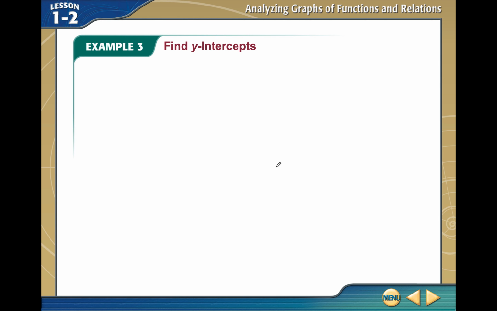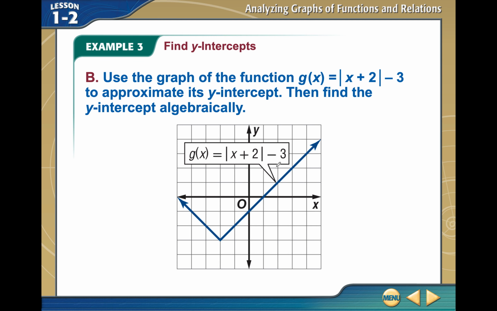In this video, we're going to learn how to find Y-intercept graphically and algebraically. So let's take this example. In this example, it says to use the graph of the function, which is g of x equals absolute value of x plus 2 minus 3, to approximate its Y-intercept, then to find the Y-intercept algebraically.